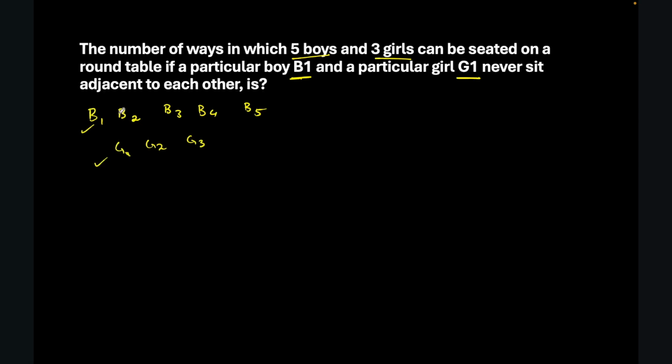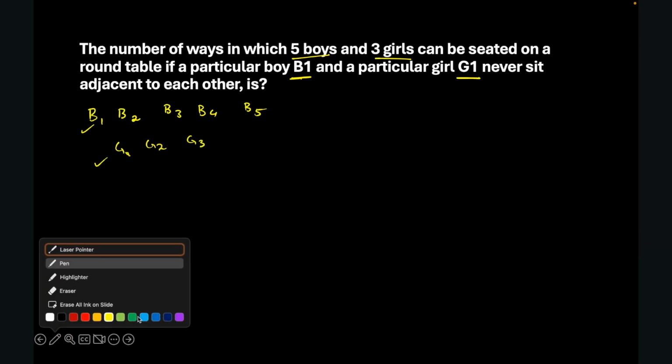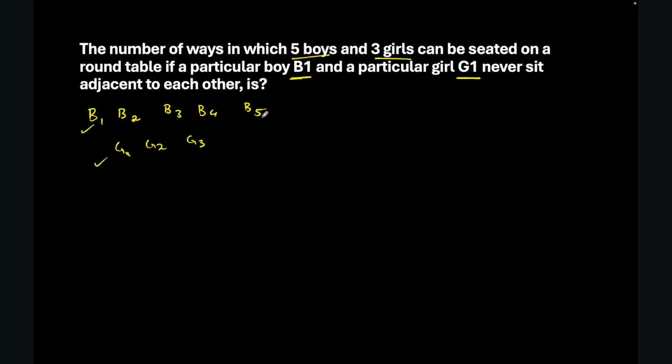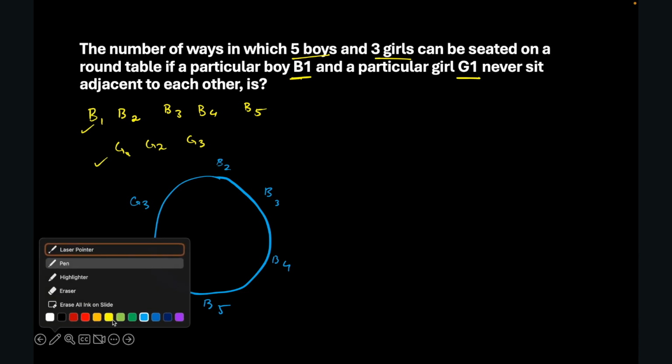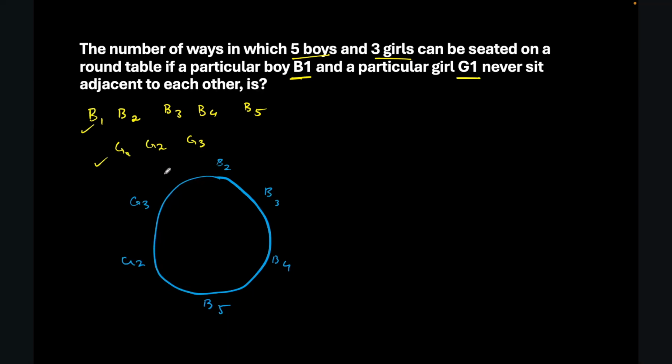So the rest of the other people have no problems. I'm going to make a table and arrange all the others, B2, B3, B4, B5, and G2 and G3, all together. So I have one big circle with B2, B3, B4, B5, G2, and G3. What are the slots for boy 1 and girl 1? Well, that's 1, 2, 3, 4, 5, 6.